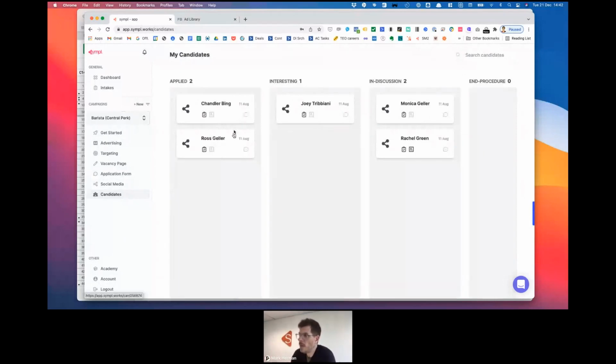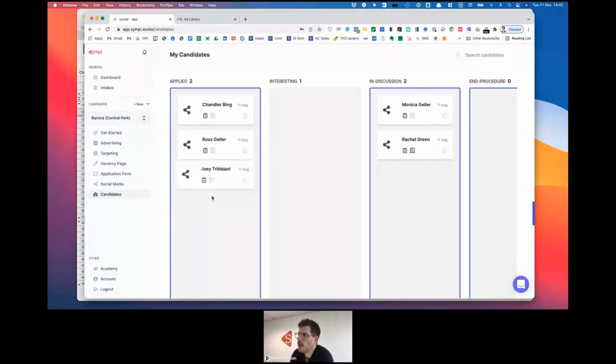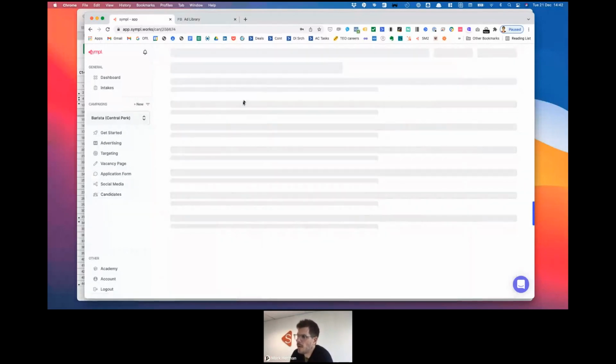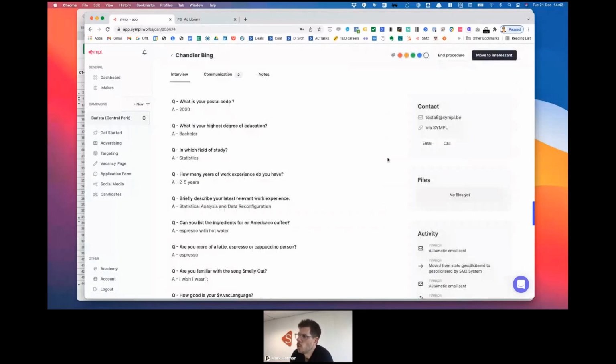And very important, you'll also be able to manage your candidates here. So you'll see which candidates have applied. You can then click to see the answers they've given in the application. You can email them, you can call them from our software.